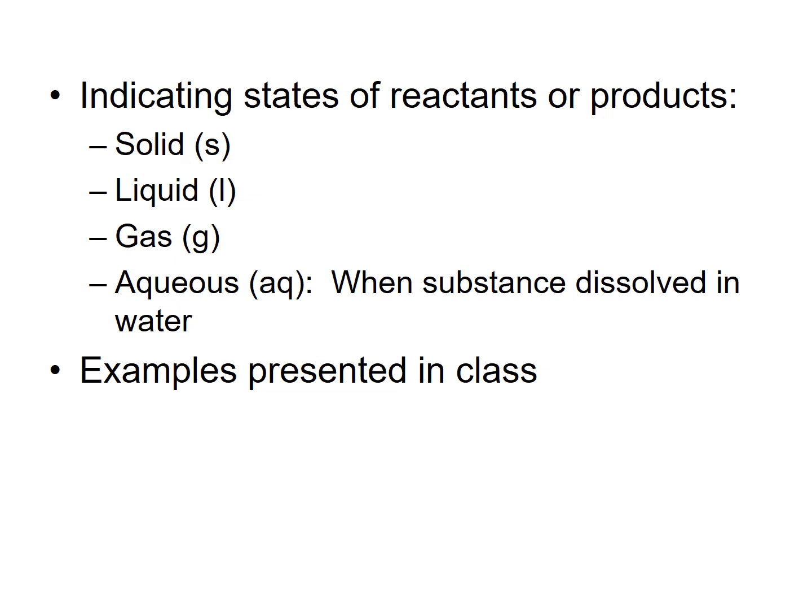It's common to indicate the states of the reactants or products in a reaction. So for instance, solids are indicated by S, liquids by L, gases by G. And then another special symbol in parentheses, AQ, stands for aqueous, and that's when a substance is dissolved in water.